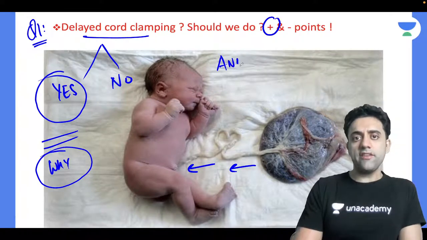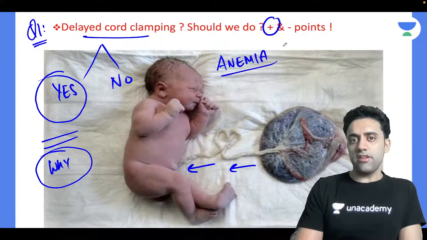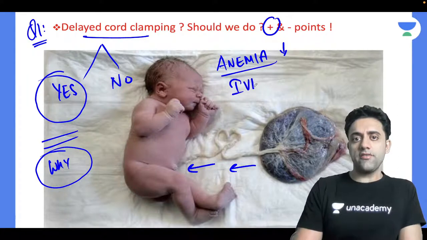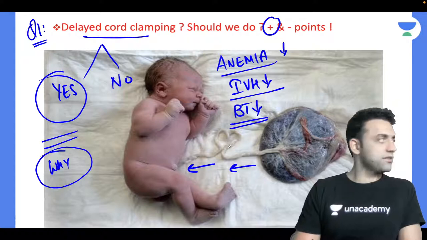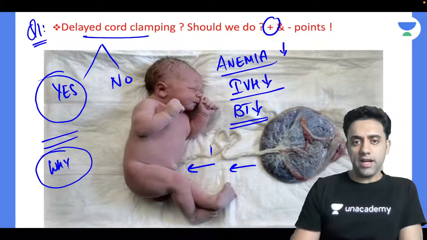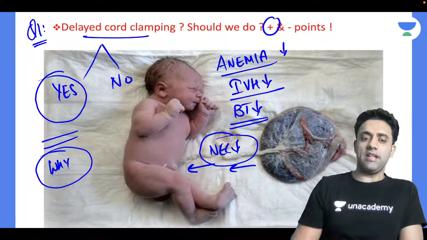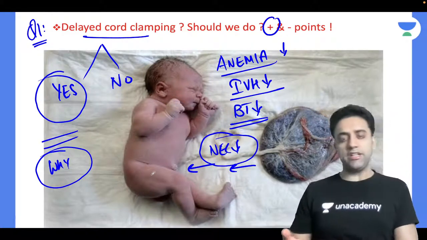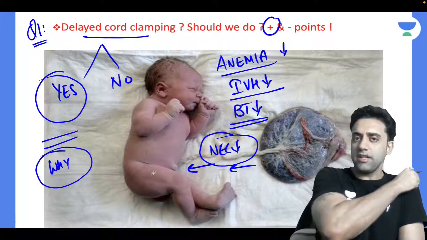Positive points: anemia will be less. Chances of anemia will be less. Chances of intraventricular hemorrhage will be less. Chances of blood transfusion will be less. Chances of necrotizing enterocolitis will be less. So everything will be less. All benefits: prevention from anemia, IVH, blood transfusion and NEC, right?